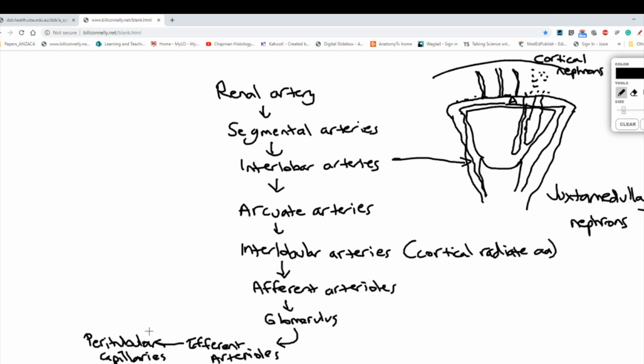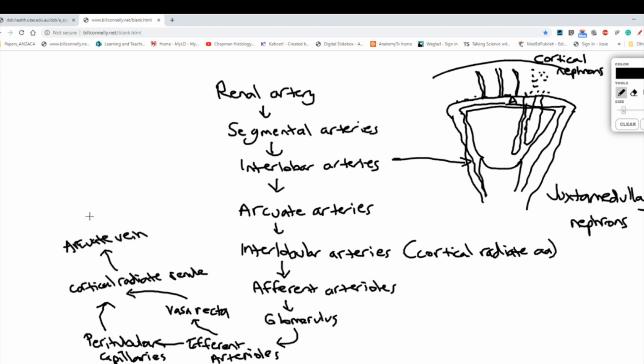If we're talking about the juxtamedullary nephrons, then these become long blood vessels that follow the nephron loop or the loop of Henle, and these are known as vasa recta, or the straight blood vessels. And it's from there we eventually drain into the cortical radiate venules, or the interlobular venules, then to the arcuate veins, to the interlobar veins, and then into the renal vein. So we don't actually have segmental veins.